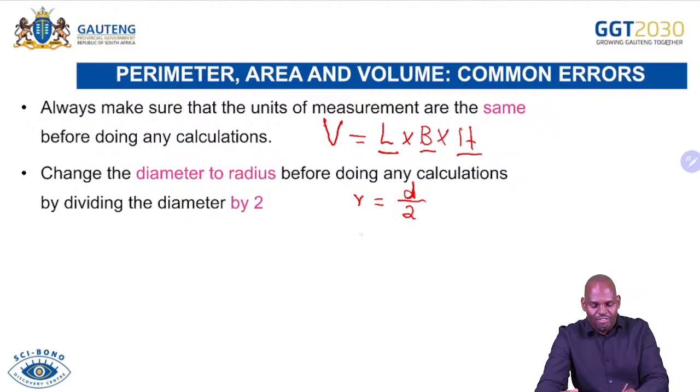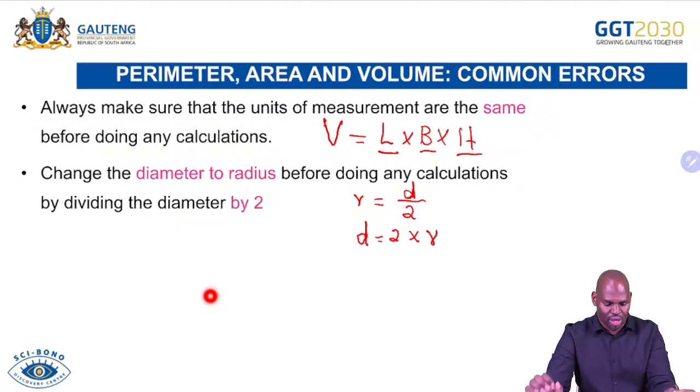Okay, then if, for instance, you need to work out the diameter, then that is where you take the radius and multiply by 2. So just remember that, boys and girls.